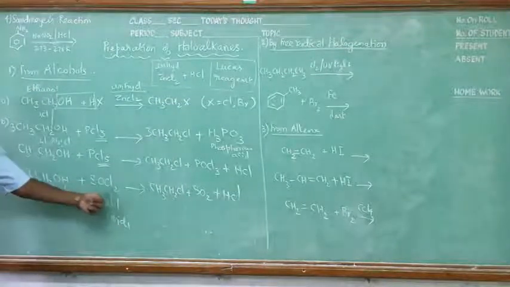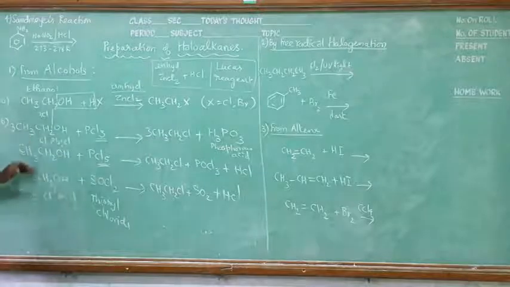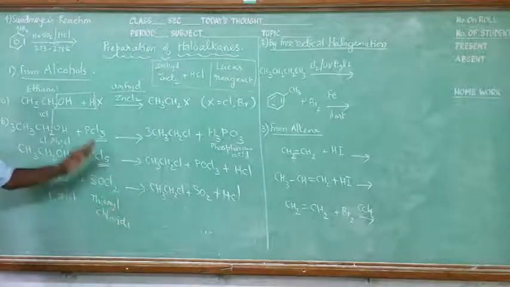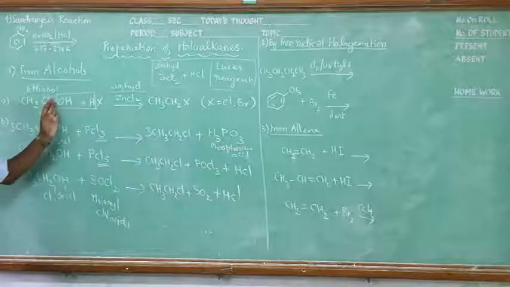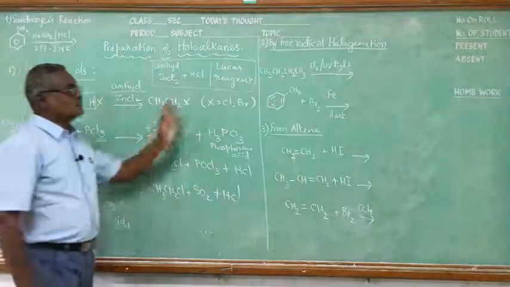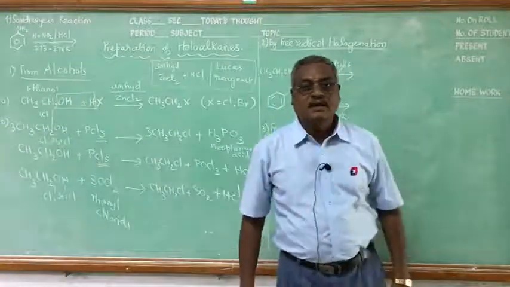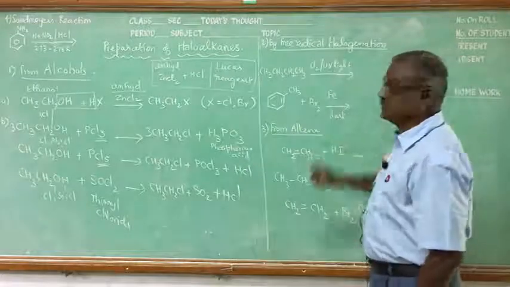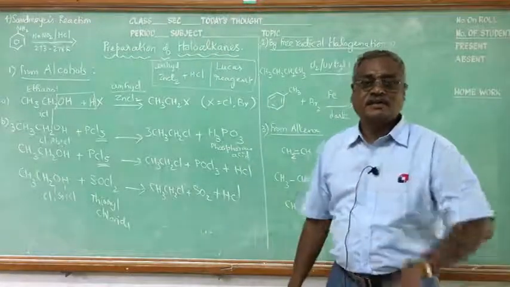So ethyl chloride will take away this chlorine. In all the 3 cases, the ethyl group takes away the chlorine. Now the second method, free radical halogenation. Halogenation is a substitution reaction.